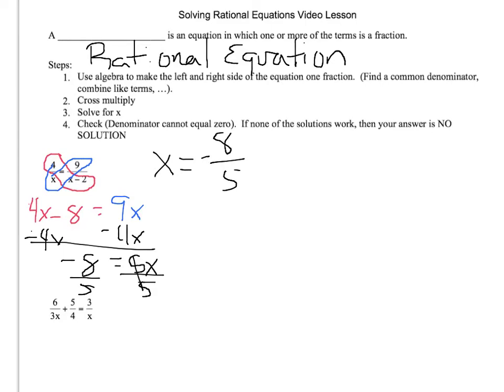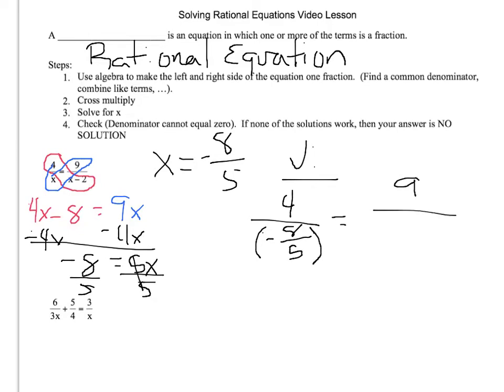Now we have to check to make sure it works. Okay, so for our check, we'll have 4 over negative 8/5, you plug in your x, has to equal 9 over negative 8/5 minus 2. Okay, you can use your calculator to help you. If you take 4 divided by negative 8/5 in your calculator, it'll say negative 2.5.